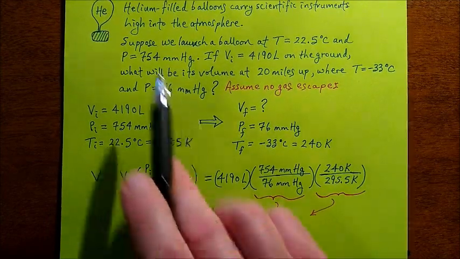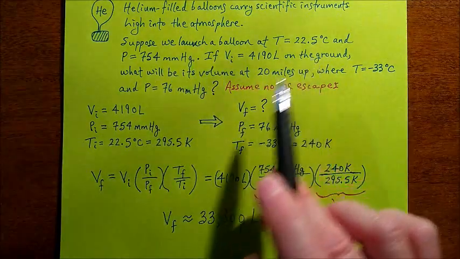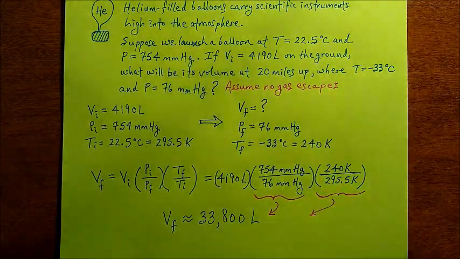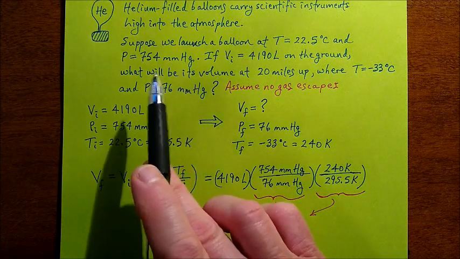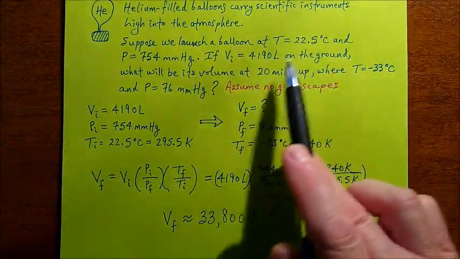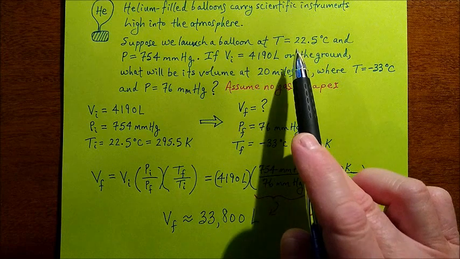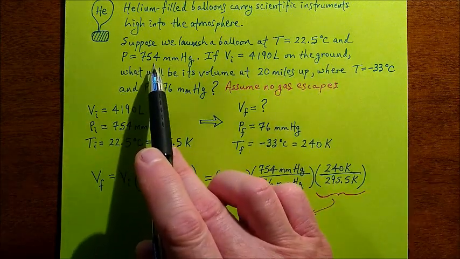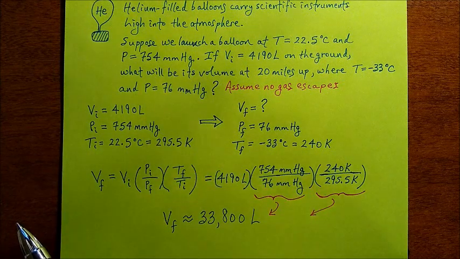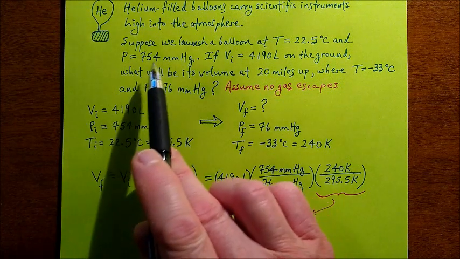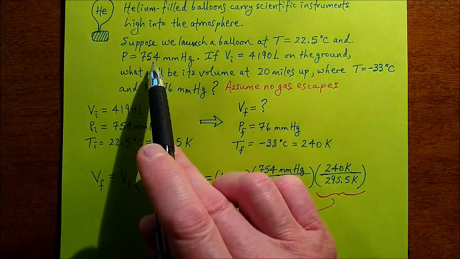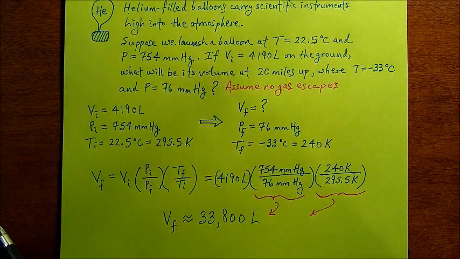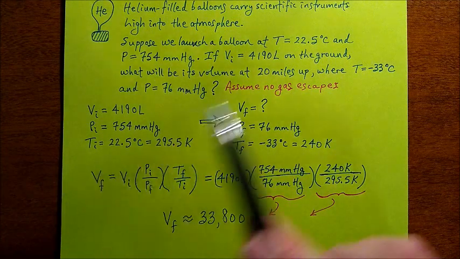Just like the others, you have a set of initial conditions, and you're asked to calculate a final condition. So suppose we launch this balloon at ground temperature. At the ground, temperature is around 22.5 degrees Celsius. Pressure is around 1 atmosphere. It's a little low for that day. Let's say it's 754 millimeters of mercury. 1 atmosphere pressure is 760 millimeters of mercury. A cloudy day would have a little lower pressure than 760. So that's totally fine.